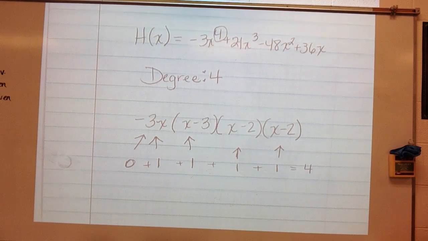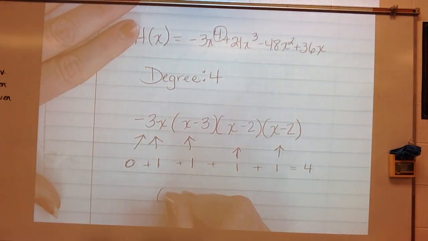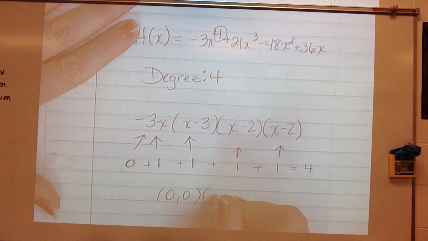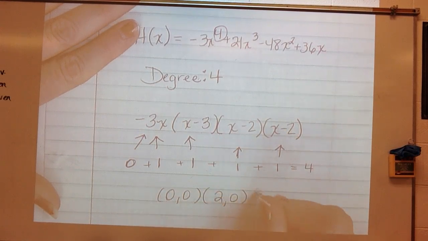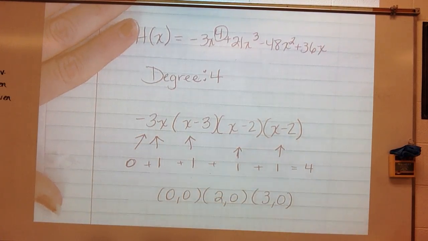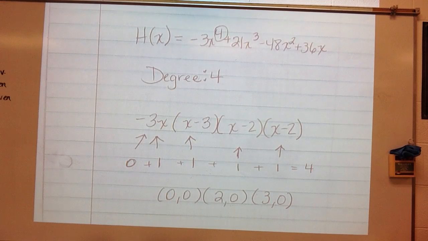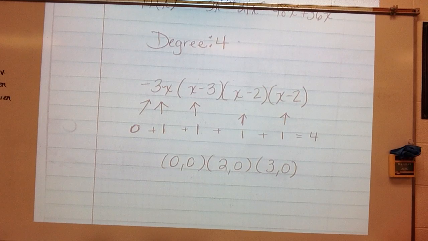How many x-intercepts does the graph of the polynomial function have? For this graph, I had 3 zeros. Zeros of a function correspond to the x-intercepts of the graph of the function. In other words, where do they cross the x-axis?